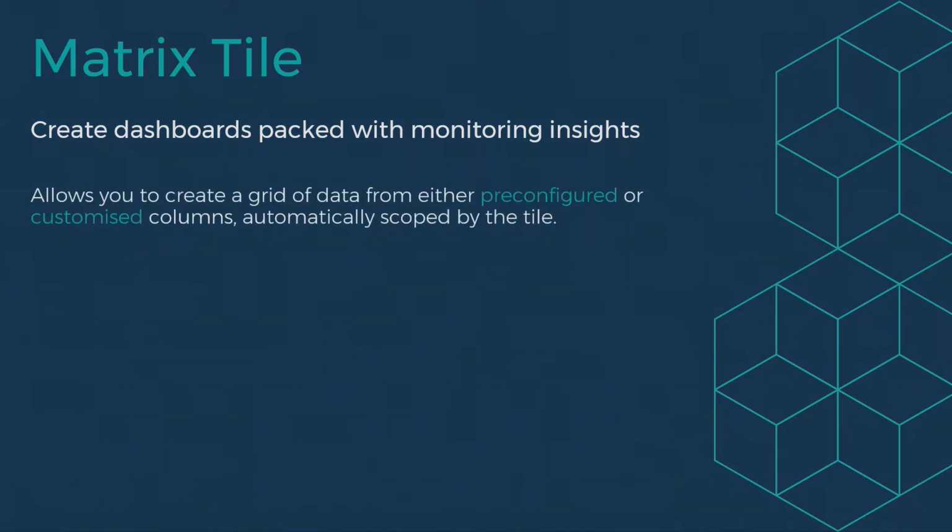So the matrix tile essentially allows you to create a grid of data from either pre-configured or customized columns automatically scoped by the tile. So when you configure the tile, you give it a scope like this particular group or this class in SCOM, and then it automatically goes, bam, here's a list of columns of data. It's really rich. It gives you lots and lots of insights straight in one tile because it can show you lots of different types of thing. And as I said, either it's pre-configured or you can hit an option in the UI to edit it and customize it yourself. So it's really, really flexible.